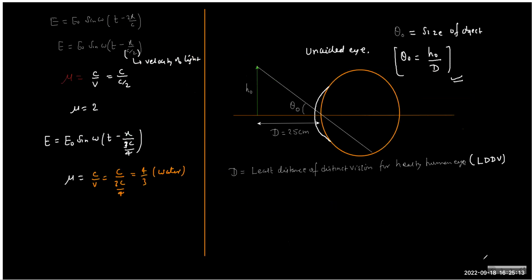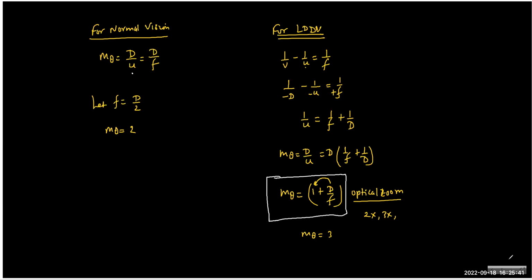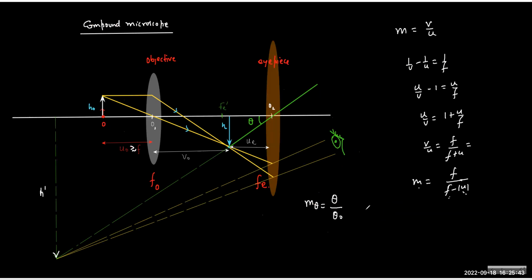Okay, so if I need to mention, theta naught is the maximum angular size of the object with unaided eye. Okay, so that definition will remain the same here also. So now we are done.